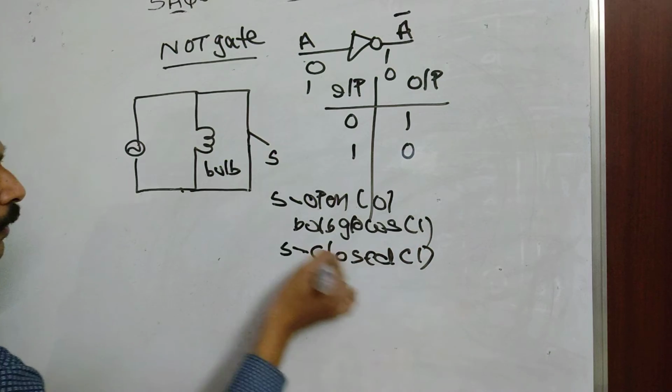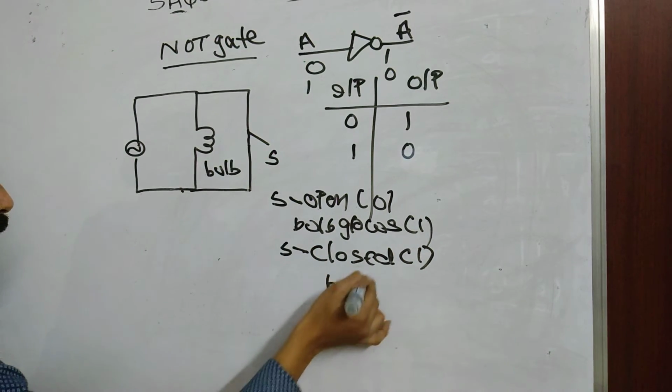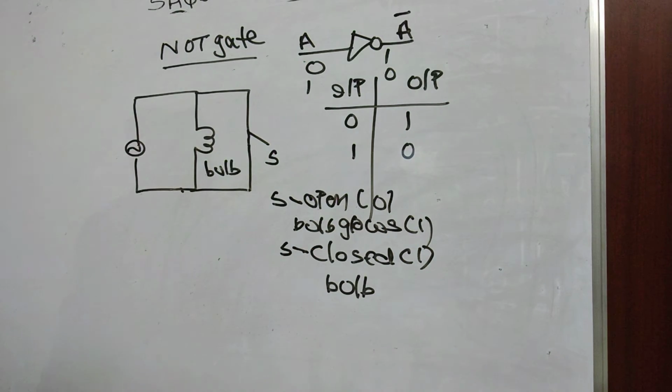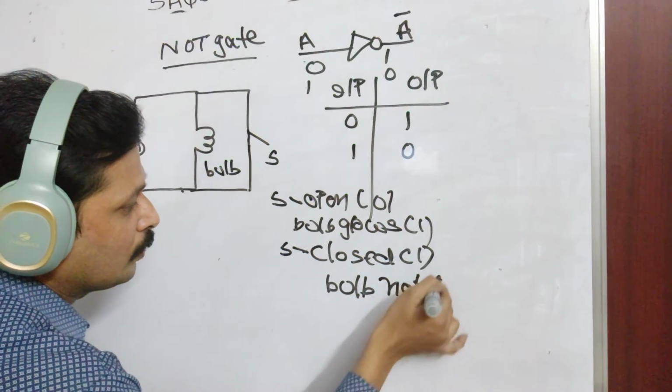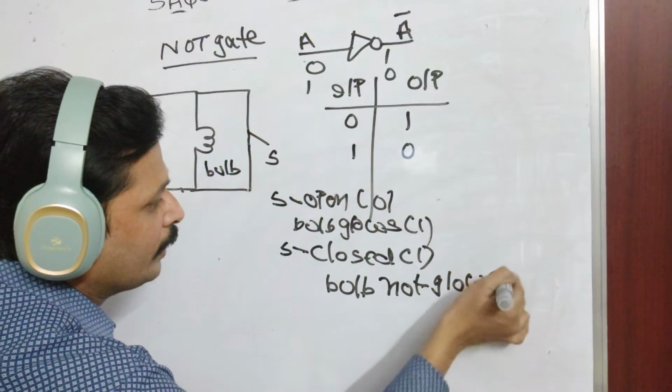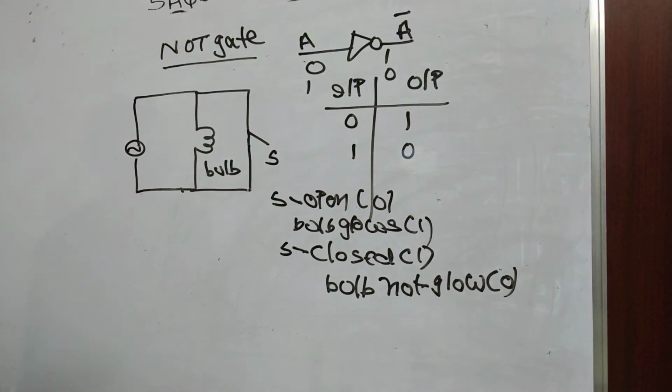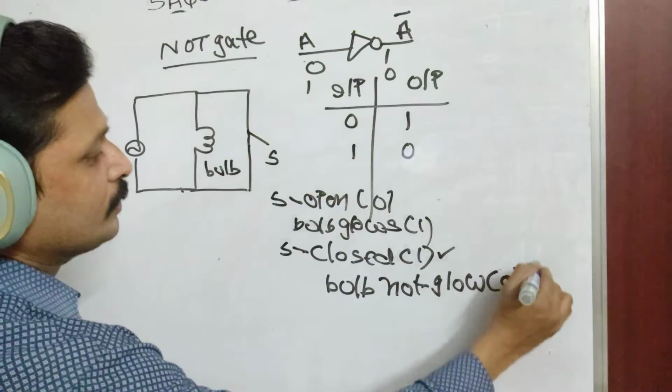what is its meaning? 1. Then the bulb does not glow. Okay? Then the bulb does not glow. What is the meaning of glow? Not glow. It is 0. Not glow means 0. That means if it is 1, it is 0.